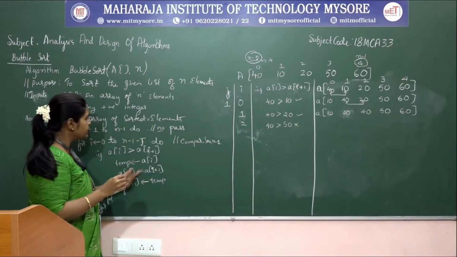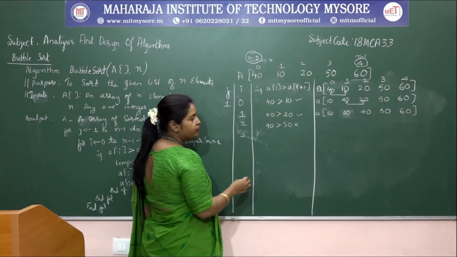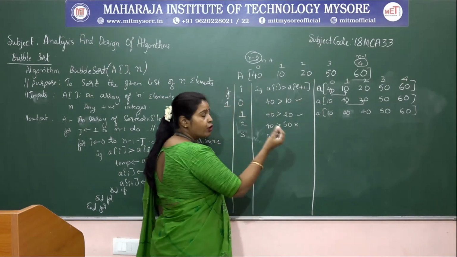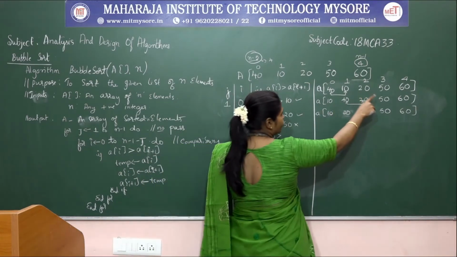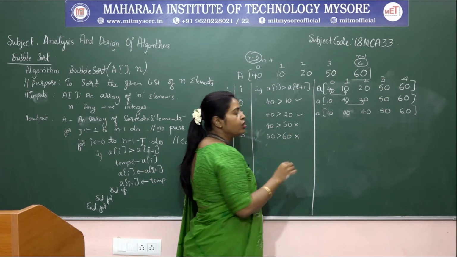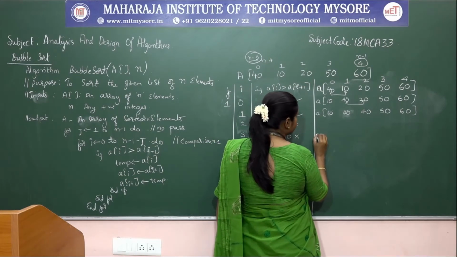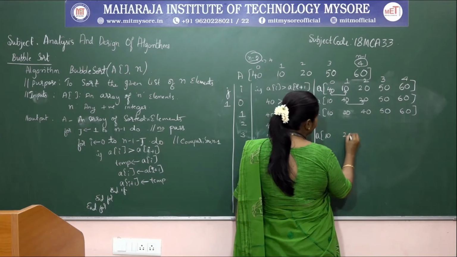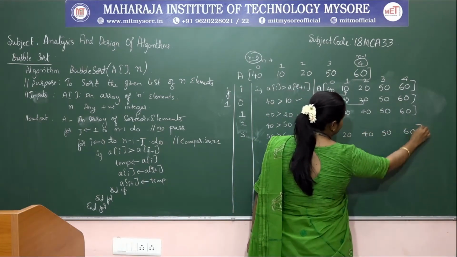If the condition is false, it goes back to the i loop. So, i gets incremented, i is 3. In the third position we have 50, compared with the fourth position, that is i plus 1, which is 4. In the fourth position we have 60. So, 50 greater than 60 is also false, no swap. Therefore, after this pass, the array elements will become 10, 20, 40, 50 and 60.